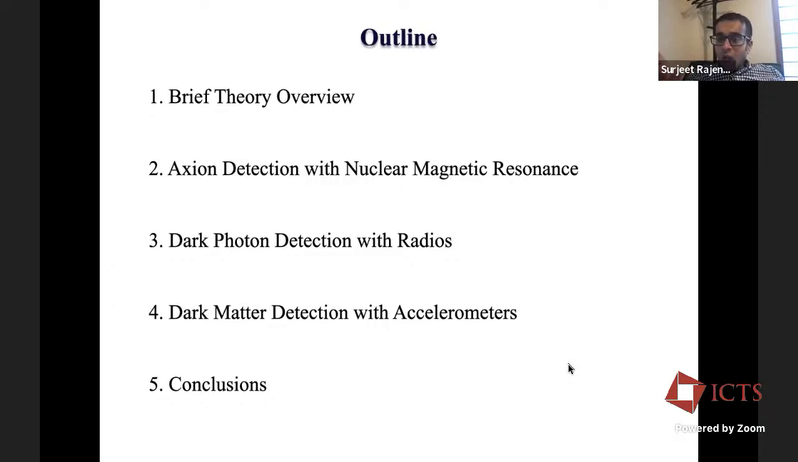So what I'm going to do in this talk, as a very brief overview, is to start with a little bit of theory, just to give you guys some idea of what kinds of dark matter particles may be of interest. And then I just want to talk about 3 experiments. One to detect a particle called the axion with nuclear magnetic resonance, another to detect a particle called the dark photon with a fancy radio, and the last would be to detect dark matter with fancy accelerometers, like the ones that LIGO, for example, is using.